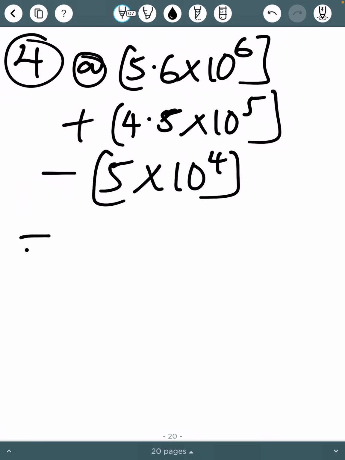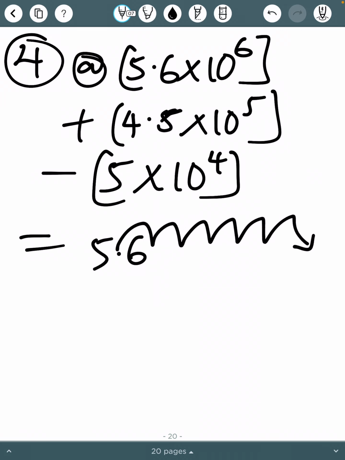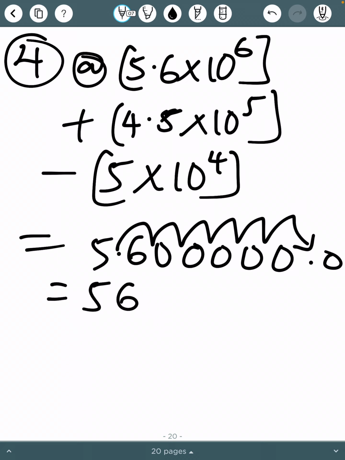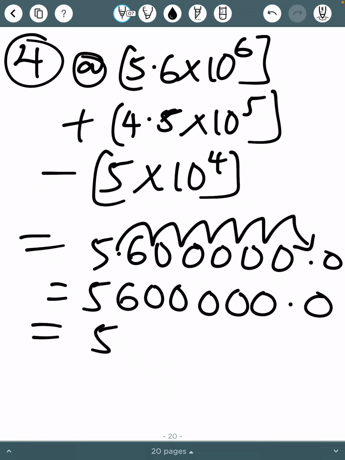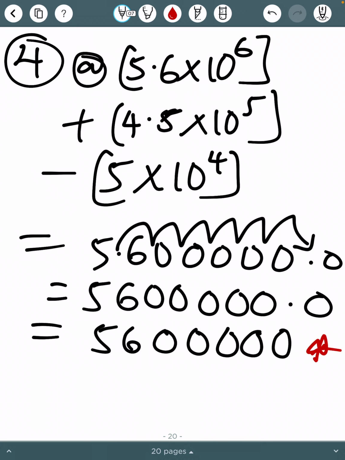I think I have to do this by writing them in ordinary form. 5.6 times 10 raised to the power 6 is 5.6. Then 1, 2, 3, 4, 5, 6. The point will come in, so I have 0, 0, 0, 0, 0, 0.0. So that gives me 5, 6, 1, 2, 3, 4, 5.0, which I can also write as 5, 6, 1, 2, 3, 4, 5, without writing the last 0. So I'll keep this for the first answer, for the first bracket here.